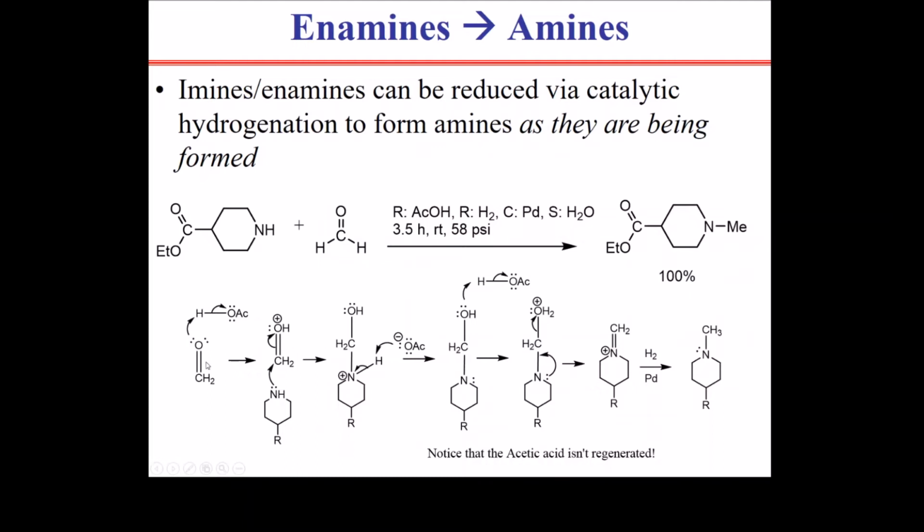This was reported in the literature, and they used acetic acid. So the reaction that I showed you before for the formation of enamines was under basic conditions. The authors of this paper did it under acidic conditions. Under acidic conditions, we pre-protonate the carbonyl oxygen. Then there's a nucleophilic attack by the nitrogen and a deprotonation of the nitrogen nucleophile. That gets us to our carbinolamine intermediate.